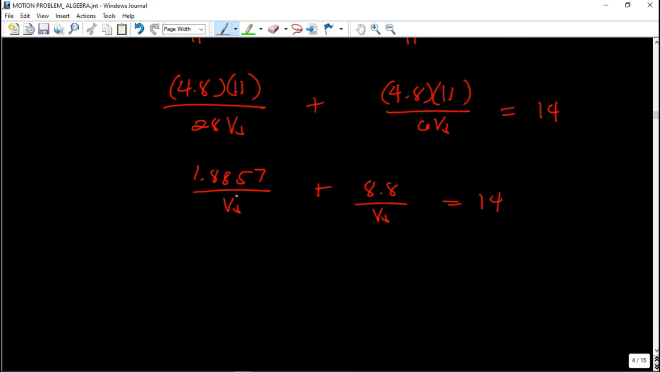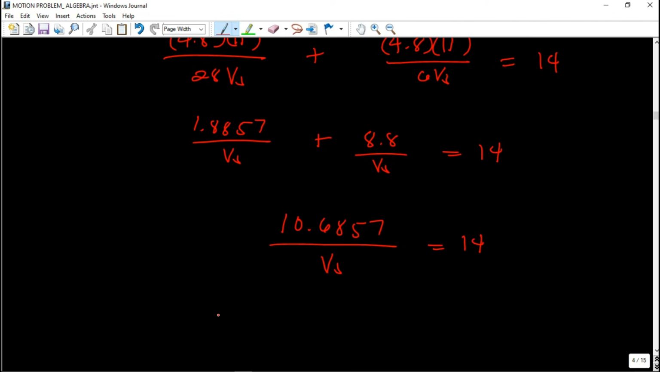Then we combine these two with a common denominator. So this is 1.857 plus 8.8. So that is 10.6857 all over V sub S, so equals 14.